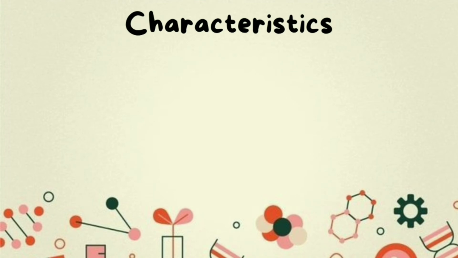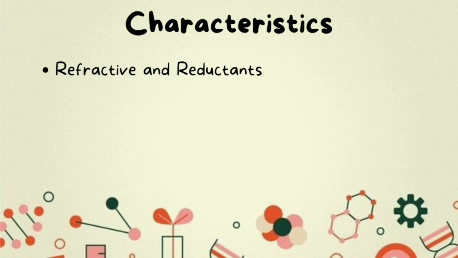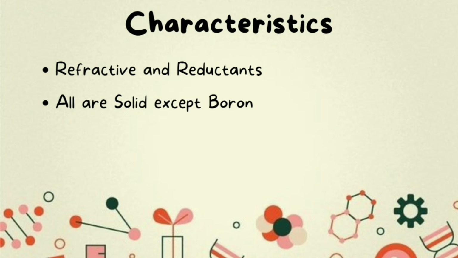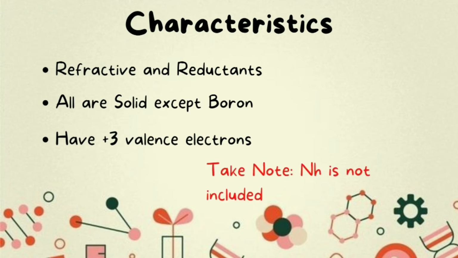Characteristics of the boron group. The elements in the boron group are refractive and common as reducing agents. They are also all solid except boron, because boron is a metalloid. They also have 3 electrons in their outer shell. Thallium can use one valence electron during bonding. Nihonium is excluded because it is a radioactive element, which makes it hard for scientists to study and research.